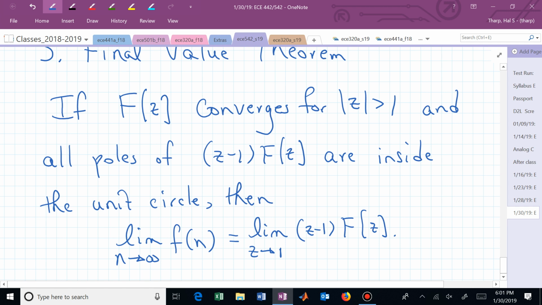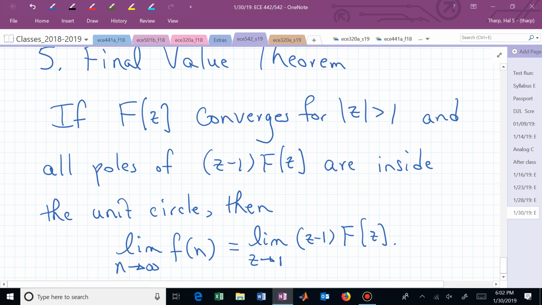And this should look familiar to you from the Laplace version of the final value theorem, where you had the limit as s goes to 0 of s times F(s). Here we're going to find that s equal to 0 is similar to z equal to 1. So s equals 0 in the s plane is similar to z equal to 1 in the z plane. I hope that will become ingrained as we move throughout the semester.